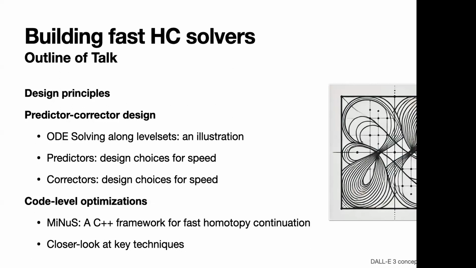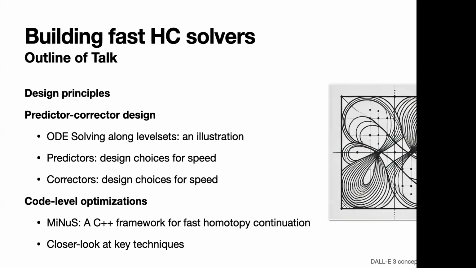Then we're going to talk about code level optimizations. MINUS is a C++ framework that I wrote that has templates to help you code fast solvers in a way that's correct and allows you to try different options. It's highly optimized. And then we're going to have a closer look at key techniques.